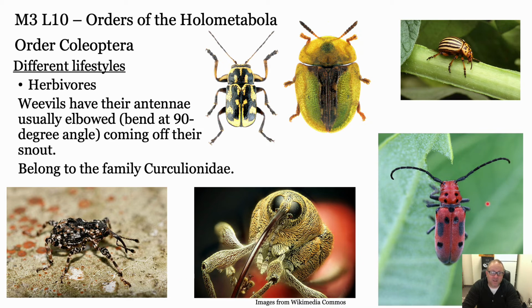There's a whole bunch. Leaf beetles, there's also a whole bunch. There's a lot more diversity and cool stuff in the leaf beetles. Like the Colorado potato beetle here. This is the milkweed beetle, which we'll talk about when we talk about insect interactions. There's just a lot of really, really cool beetles out there.